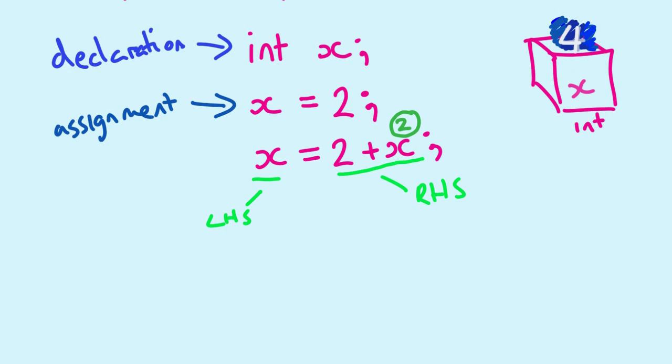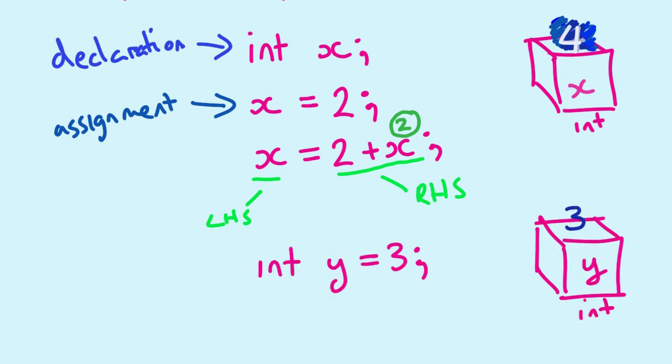Now one other thing we can do is we can assign and declare on the same line. So here we have int y is assigned 3. And this is called initialization. So one thing to note also is that once you've declared your variable, you can use it anywhere after it, but you cannot redeclare it in the same scope, which we'll look at later.